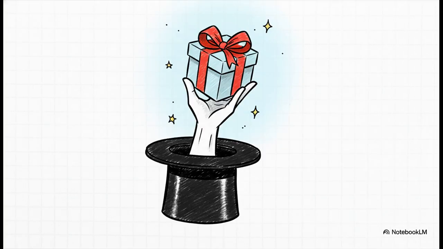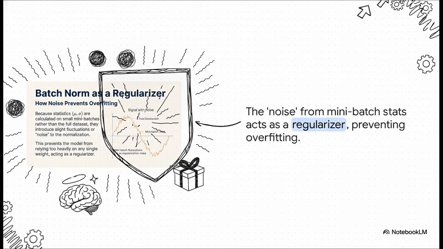But that is not all. It turns out batch norm has one more little trick up its sleeve, a very welcome and kind of unexpected side effect. Because batch norm is only looking at these small mini batches, the stats it calculates have a tiny bit of noise in them. They're not perfect. And this slight imperfection is actually a good thing. It acts as a form of regularization, which is a fancy term for a technique that stops the model from just memorizing the training data. This little bit of noise helps the model generalize better, so it performs way more effectively on new data it's never seen before. It's like a free bonus that makes your whole model more robust.